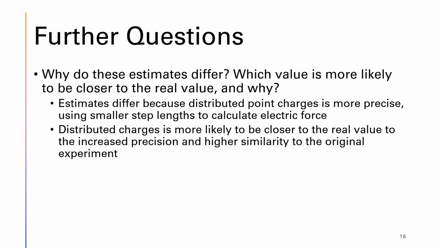It's different because the distributed point charge model is more precise, using smaller step lengths to calculate the electric force. The distributed charges are more likely to be closer to the real value due to the increased precision and higher similarity to the original experiments.